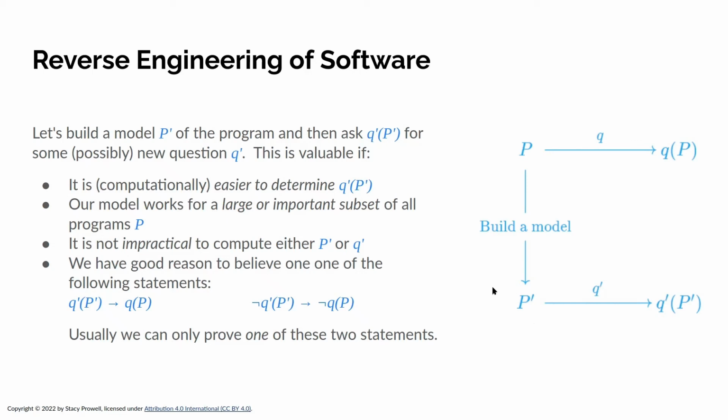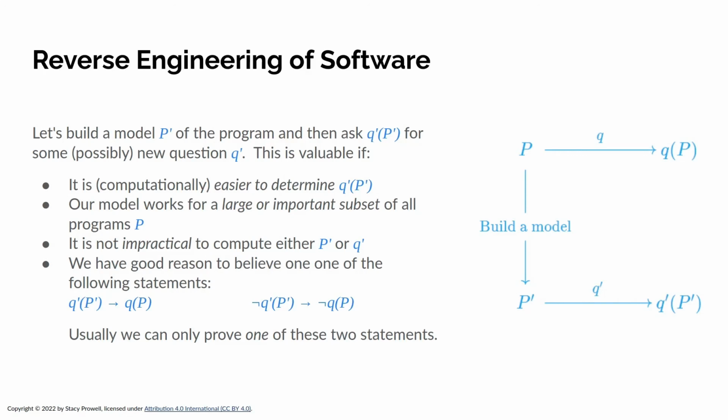Okay, so what we do there is we build a model. We have a new program P prime. We might have a new question. Now our question is Q prime. And so we get the answer to a different question for a different program. We do that because it's easy. Like, well, I don't want to answer the question of whether it halts. Maybe I can just answer this other question over here for this other program. And we'll do a lot of that.